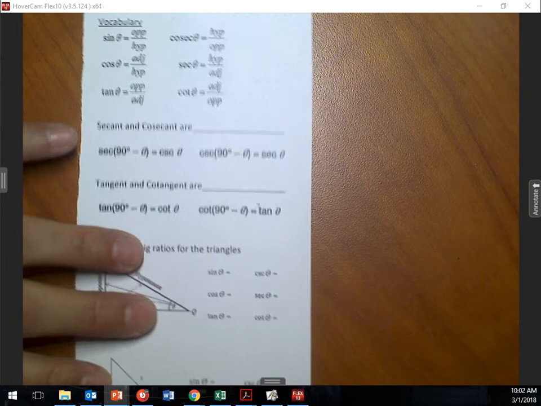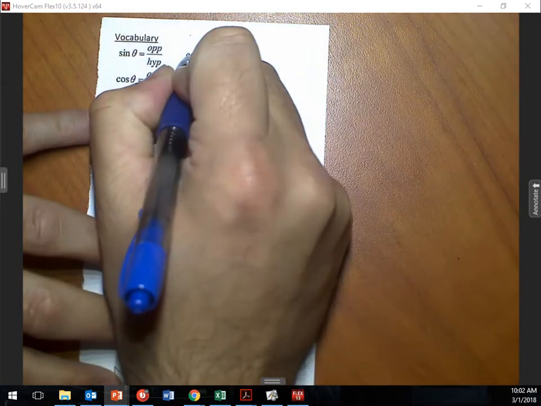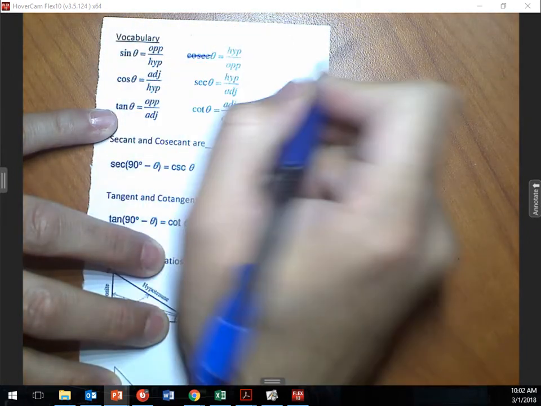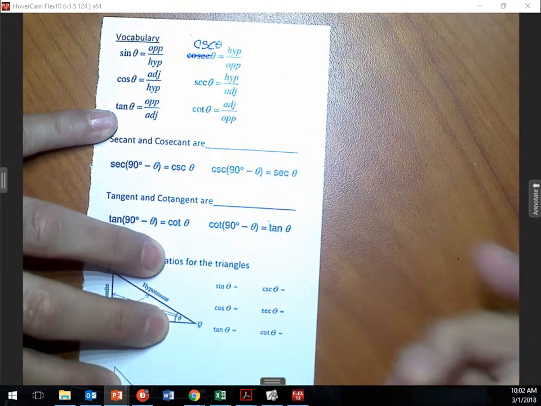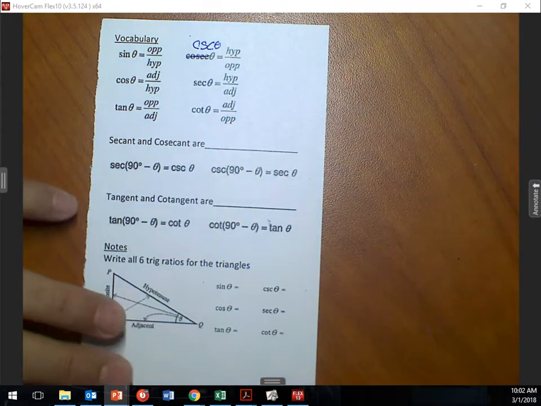There's one that's misspelled right here. On the top, you guys change this. It should be CSC theta. Okay, CSC theta.